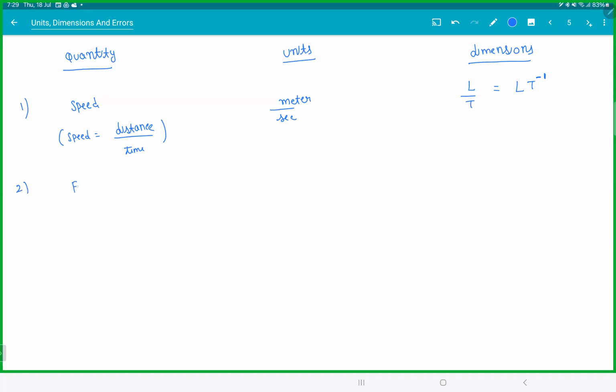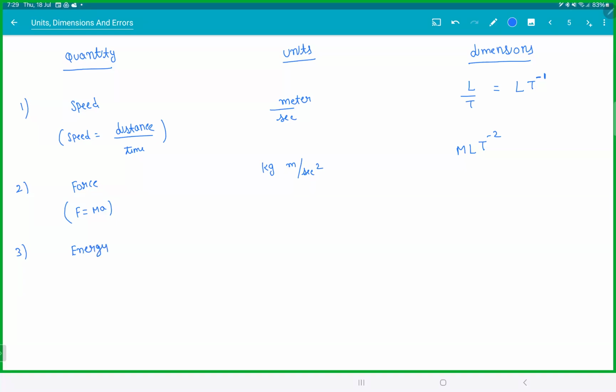I'll show you one more. Let's say force. The simplest formula you can think of: force is mass into acceleration. Mass is kg, acceleration is meter per second square, that is length, velocity by time. And the dimensions will be M, L power 1, t power minus 2. You're getting what I'm asking? Now you guys try this.